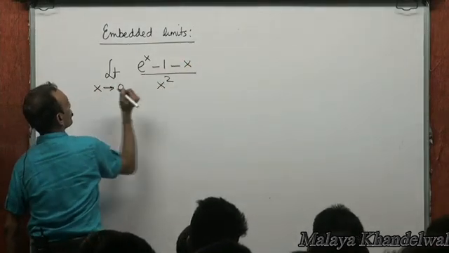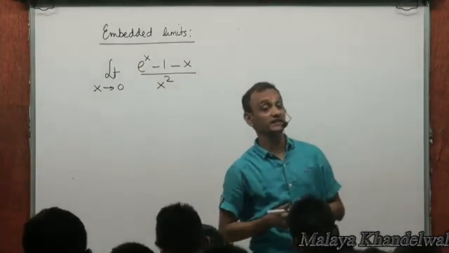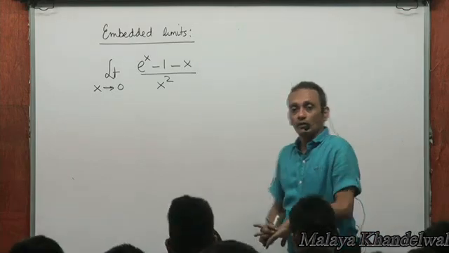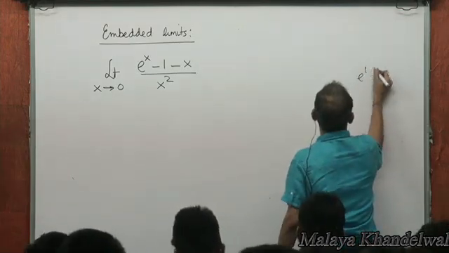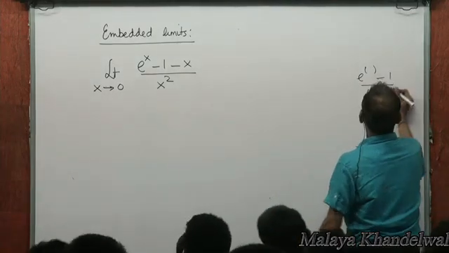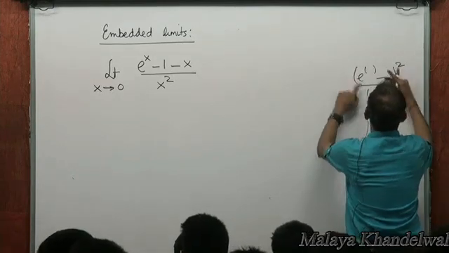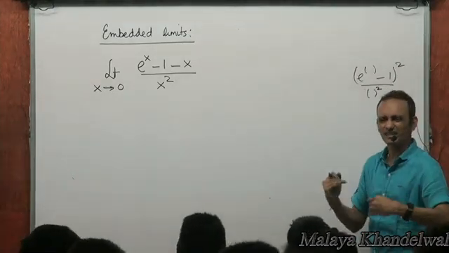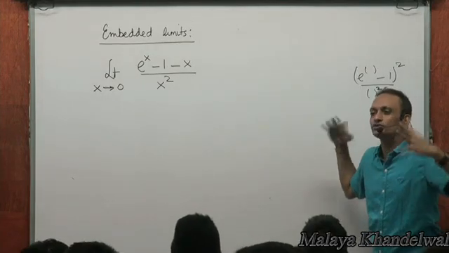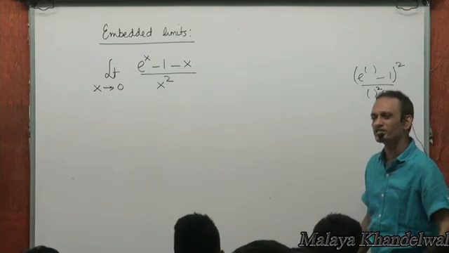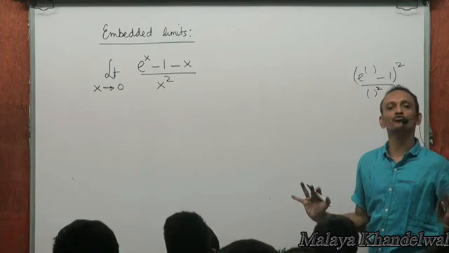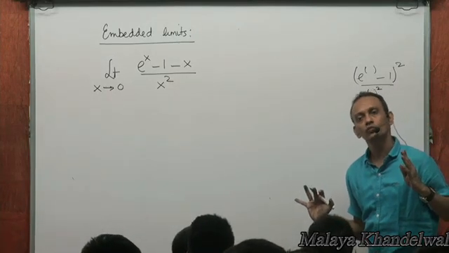x tends to 0. Limit e power x minus 1 minus x by x squared as x tends to 0. Look, it would have been e power something minus 1 by something. If this is square, then we should have a square there so that there is matching, right? If there is an x square in the denominator, then e power something minus 1, we should get a square in the numerator also. That's the first thing that you would be tempted to do in your attempt to reduce it to a known format.